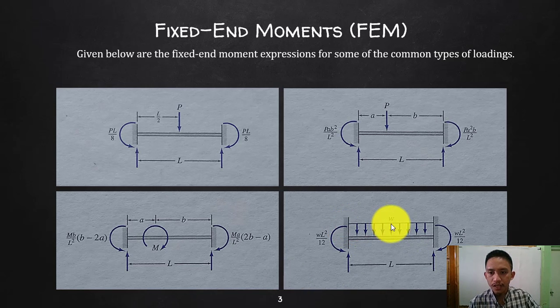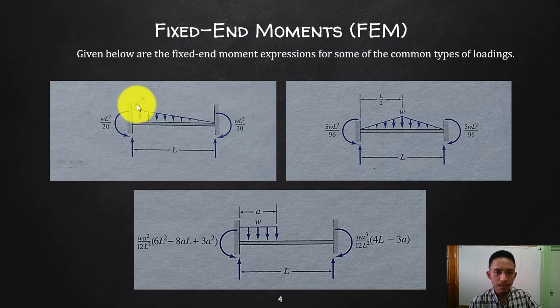A UDL, or uniform distributed load, all throughout the span. And we have more in this next slide. It is a triangular from the first end to the last end, or it is a triangular with the highest height at the middle or at the midspan, or it is just a UDL at a certain part of the total span. Okay, so these are your formulas.